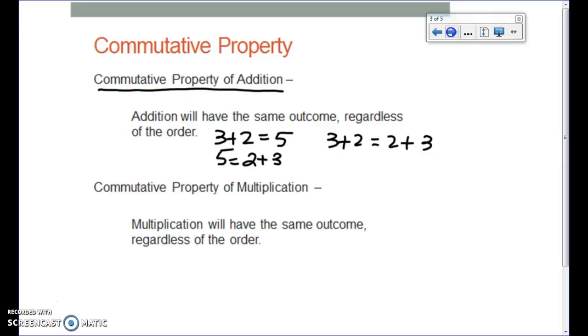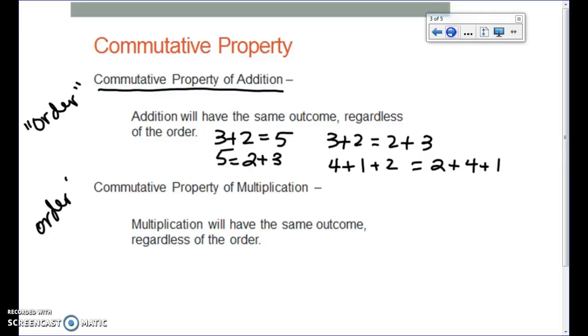Or we could think of it like this: 4 plus 1 plus 2 is the same as 2 plus 4 plus 1. It basically says no matter what order you're adding, as long as you're adding, you can change the order around, and then add the terms together, and you'll have the same outcome. So 4 plus 1 plus 2 is 7, and 2 plus 4 plus 1 is 7. What I want you to write down is order. The commutative property has to do with order, but it only works for addition and multiplication.